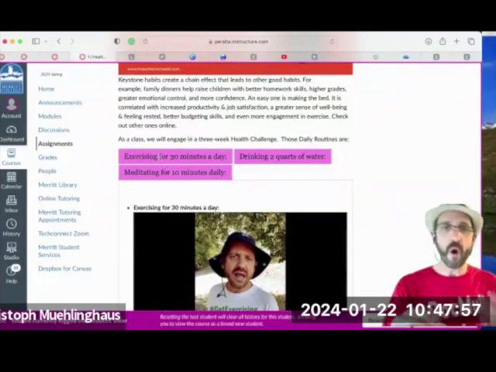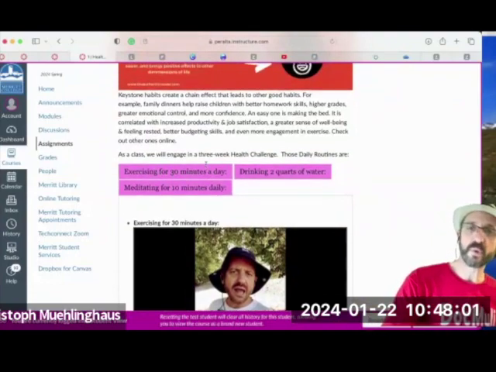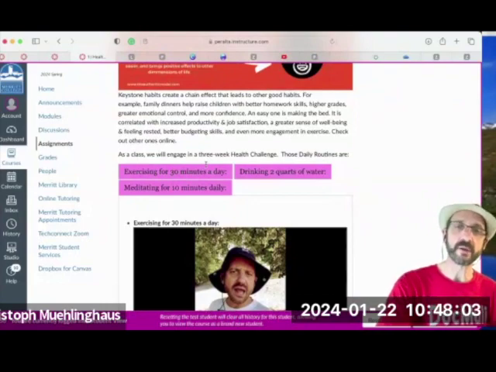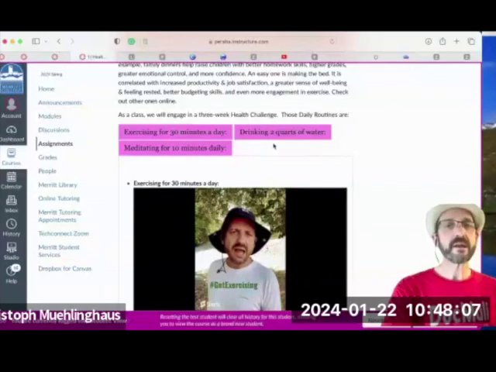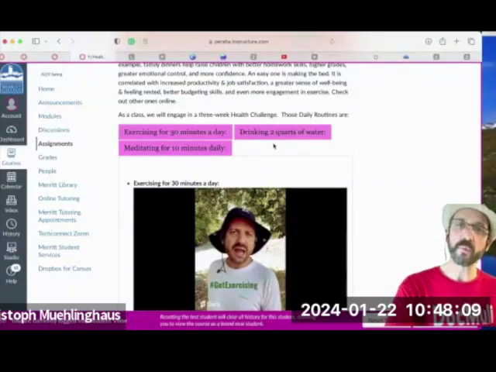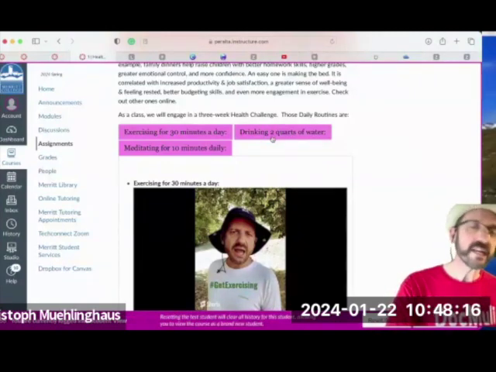a day. That could be walking. Walking is kind of the easiest, but it doesn't have to be. It could be swimming, it could be bike riding, it just can't be shopping. That's not covered. You've got to get that heart rate up a little bit. Or you want to drink 2 quarts of water. That's about what we need anyway, so it's not really excessive.